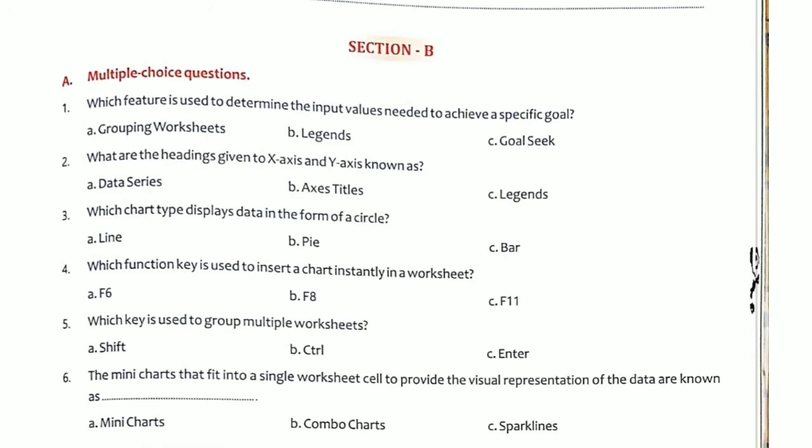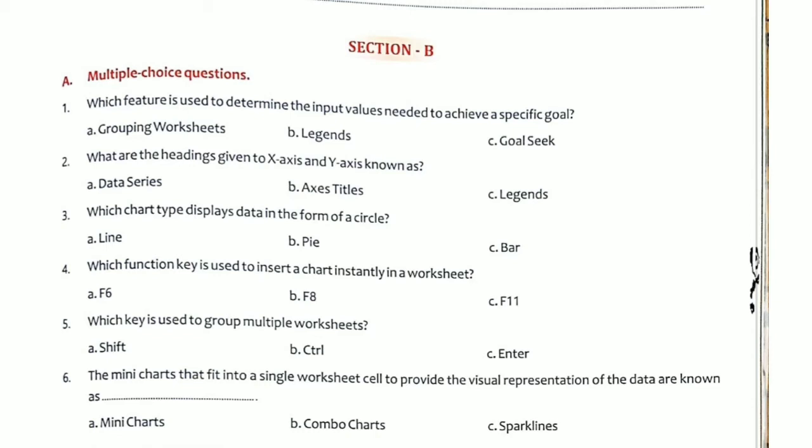Yes students, next is section B, multiple choice questions. Here you have to read the sentence first, and in the 3 options you have to select the correct option. First is, which feature is used to determine the input values needed to achieve a specific goal? That is grouping worksheet, legends or goal seek. So the answer is goal seek.